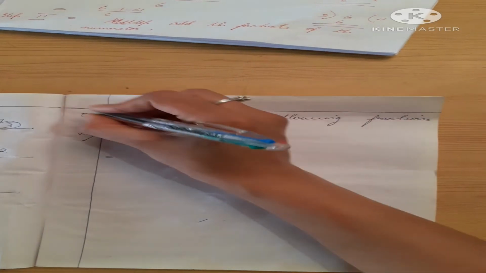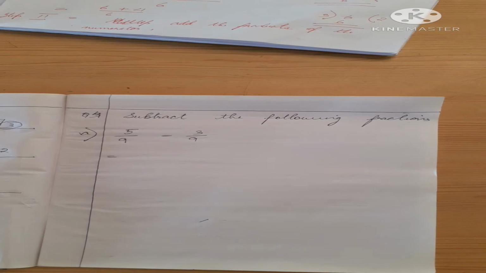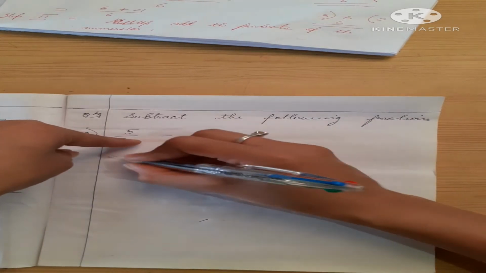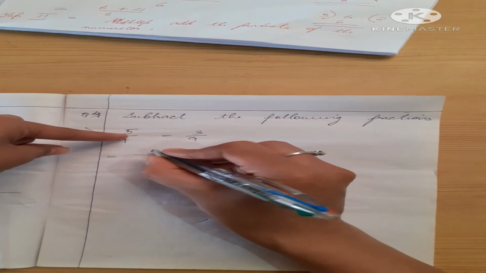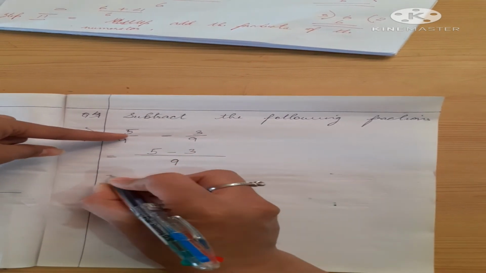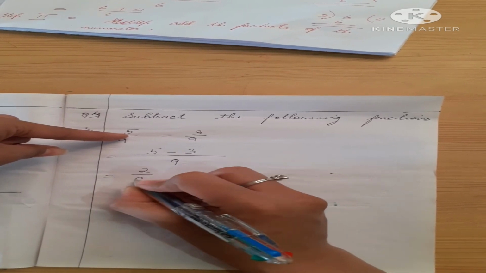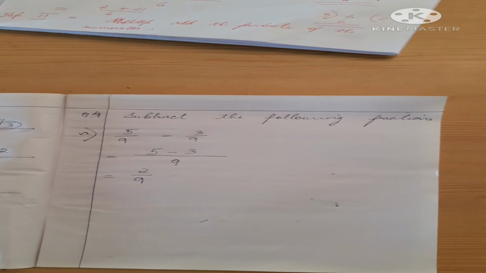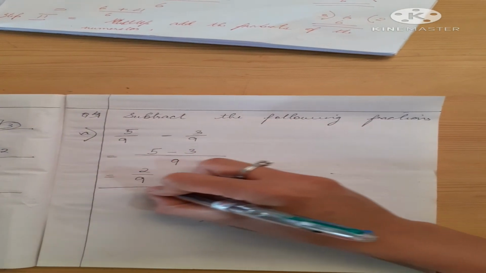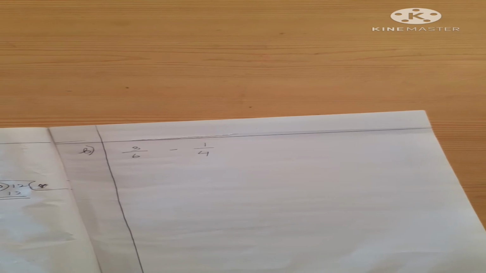Subtraction, question number 4. Subtract the following fractions. What type of fraction is this? This is a like fraction since their denominators are the same, and we will take 9 as common. 5 minus 3, that means our answer is 2 by 9, and this is a proper fraction, so we don't have to change it into a whole number. Now number B, the question is 3 by 6 minus 1 by 4.